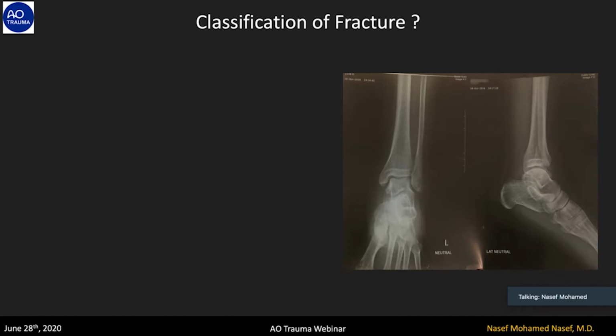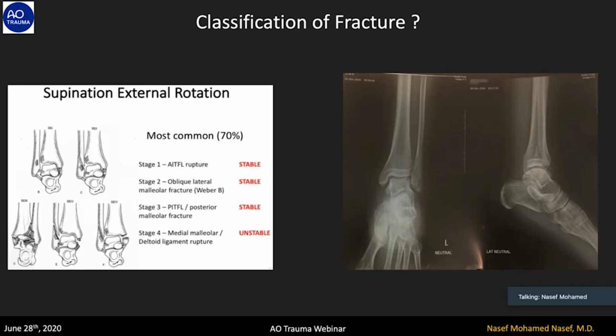Because of the classification. We all know this, we are not going to discuss this. This is a supination external rotation injury. And we know that these are the most common injuries that we're going to see. 70% of your ankle sprains or fractures are going to be the supination external rotation. And we know the classification, I won't go through it. But what I would like to draw your attention to is, although stage 3 is said to be stable, and we can discuss this later between us as a panel, this involves the posterior malleolar fracture. So is it really stable?